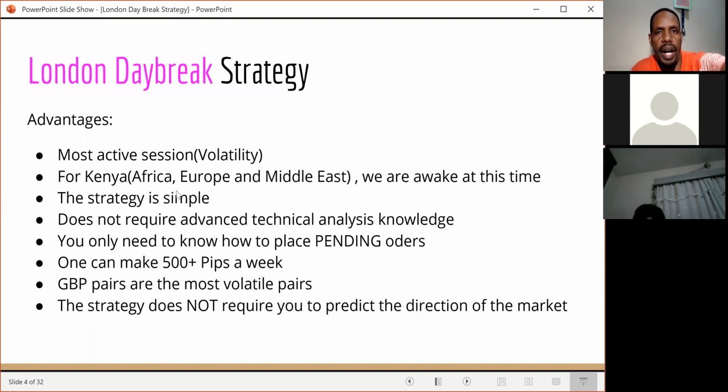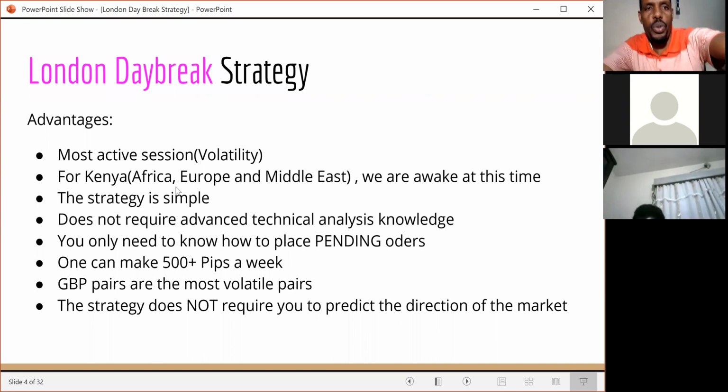It does not require you to have a lot of technical knowledge. Some of us normally have so many strategies that require you to do a lot of charting, a lot of drawing of lines and so on. But in this particular strategy, it's quite simple and you don't have to do a lot of technical stuff. In fact, the only thing that you need to know is how to place a pending order. Okay, how to place pending orders. More specifically, how to place a sell stop and a buy stop.